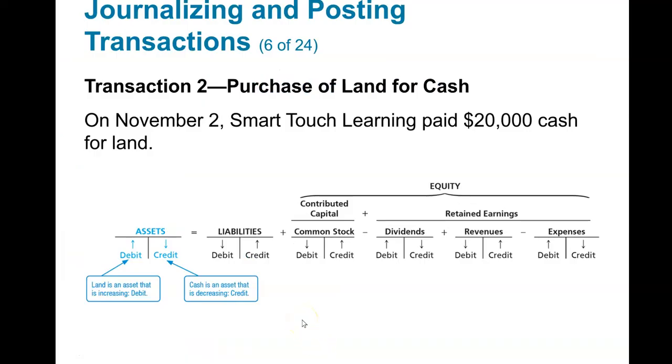Okay, we'll go through a few more of these together. These are in your slide deck, so you can be sure to go through them again and again and make sure you understand. The second transaction is the purchase of land for cash. So what two accounts are being affected?